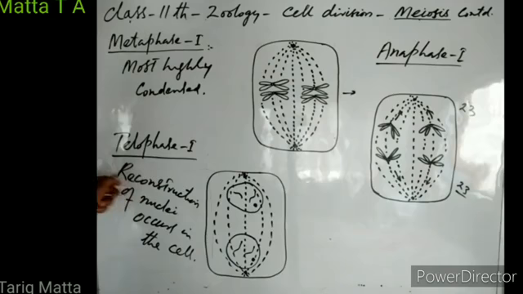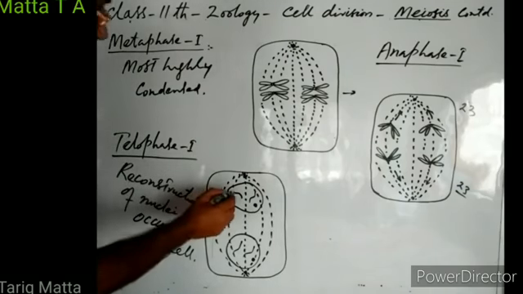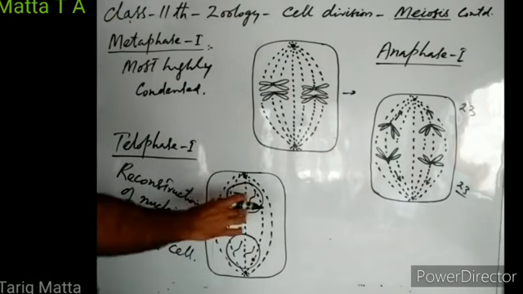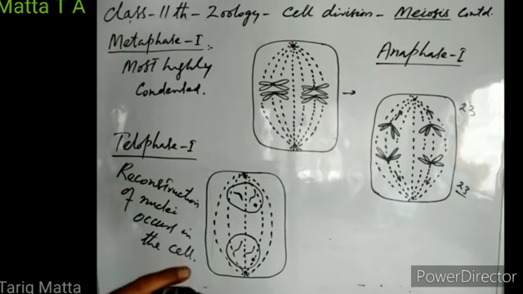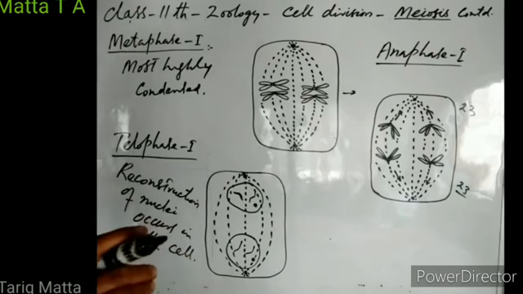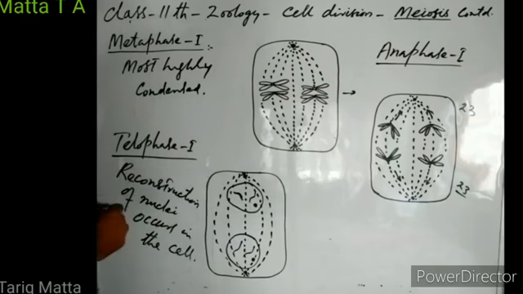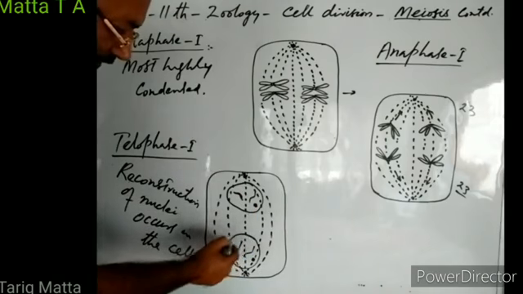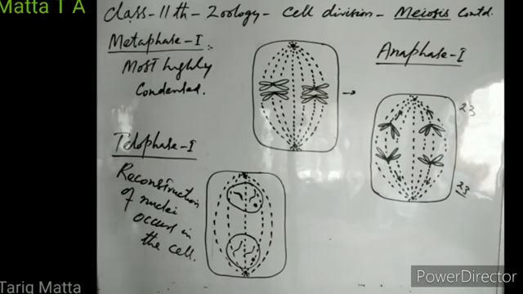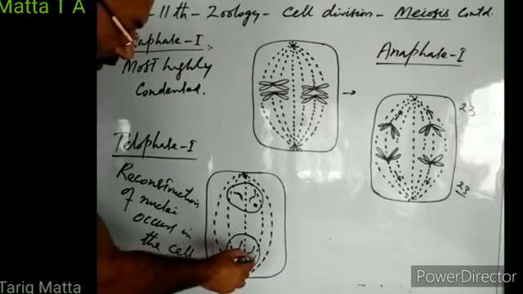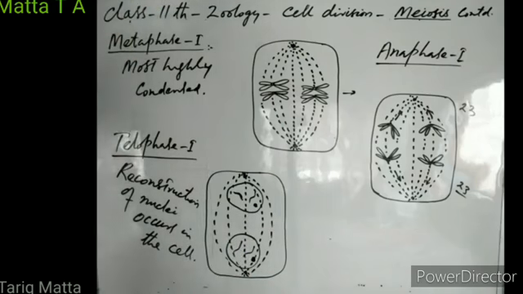Now, after anaphase I starts telophase I. All these 23 pairs of chromosomes which were present at this pole uncoil. They again become thread-like, so they assume the shape of chromatin fibers. These chromosomes then get surrounded by a nuclear membrane, and the nucleolus also reappears. The chromosomes at the other pole of the cell also uncoil, assume the shape of chromatin fibers, and get surrounded by a nuclear membrane, and the nucleolus reappears, right? So we can say in telophase I, reconstruction of the nuclei occurs at the two opposite poles of the cell.